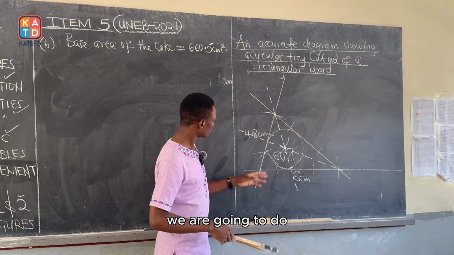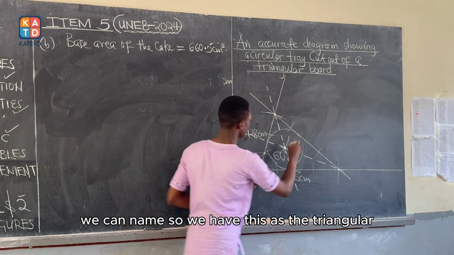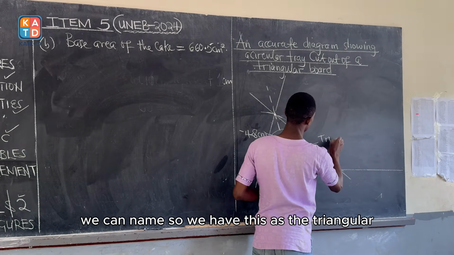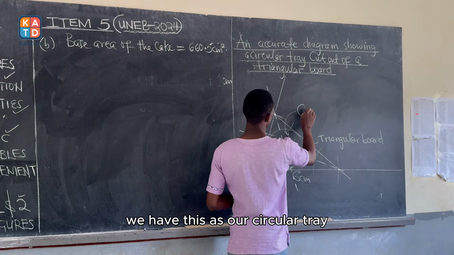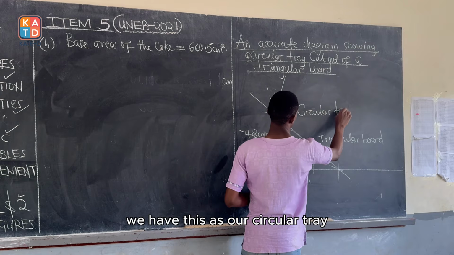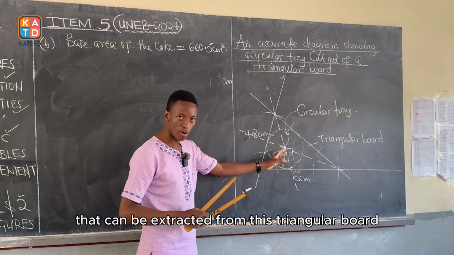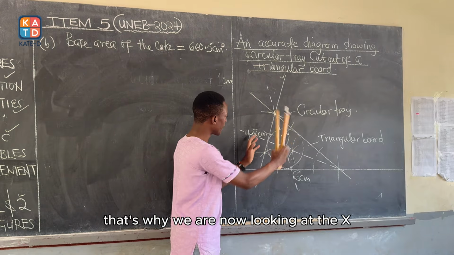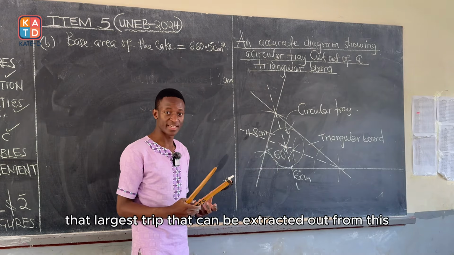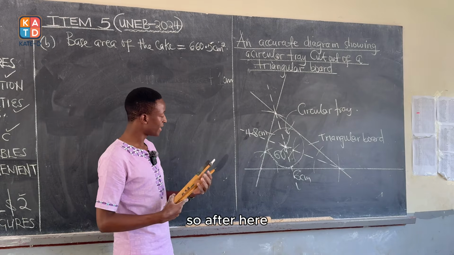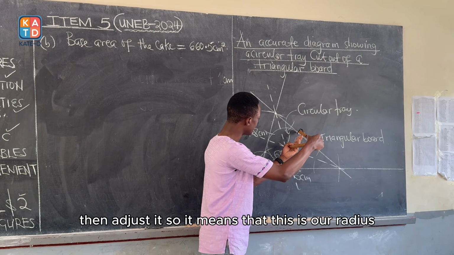After drawing this circular tray, we can name it. So we have this as the triangular board, and this as our circular tray. We want the largest circular tray that can be extracted from this triangular board. That's why we are looking at the inscribing, because we want that largest tray that can be extracted out from this. So after here, we can put our compass at the center of the circle, then adjust it.